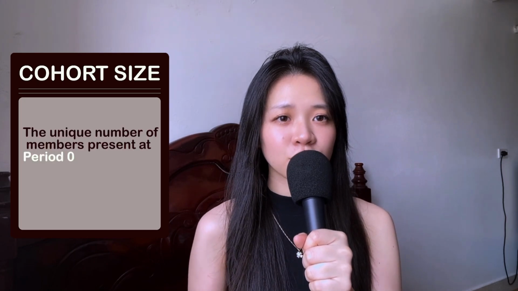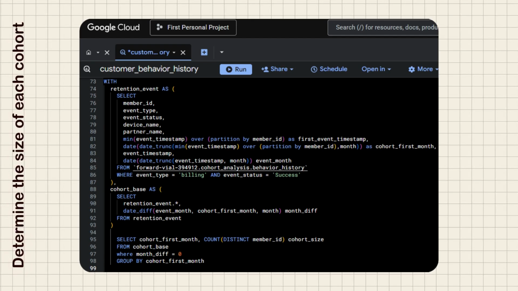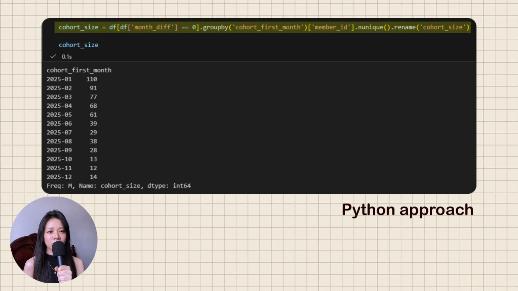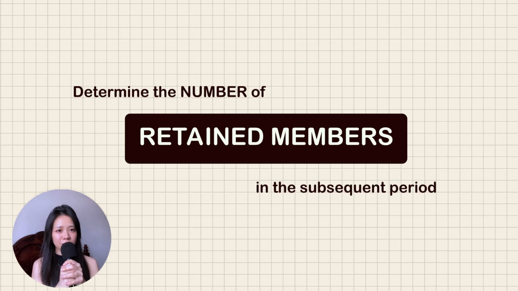Aggregate the metric. To determine the size of the cohort, we count the unique number of members present at period 0. In SQL, we perform a count distinct of member ID, filtering for month difference is 0, and grouping by cohort first month. This establishes our baseline population. In Python, we use the nunique function on the member ID column, especially when month difference equals 0, and grouped by cohort first month, to determine the number of retained users in subsequent periods.